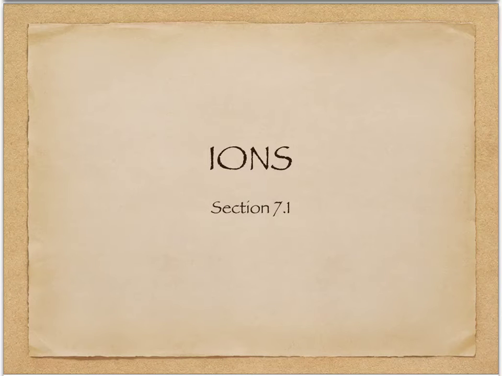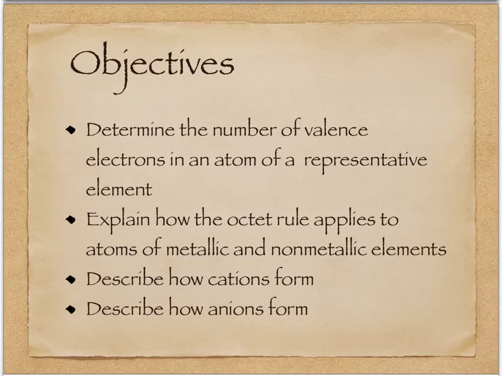Section 7.1, Ions. Here are the objectives. Go ahead and put these in your notes. Determine the number of valence electrons in an atom. Explain how the octet rule applies to metal and non-metal elements. Describe how cations form and how anions form.